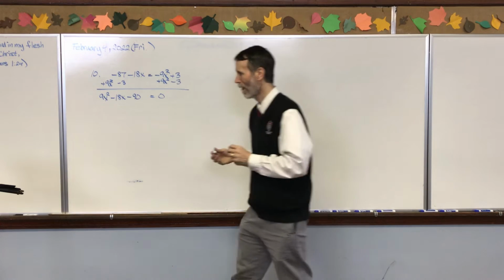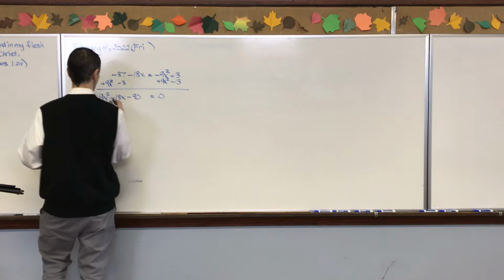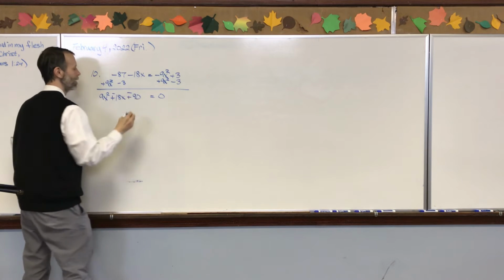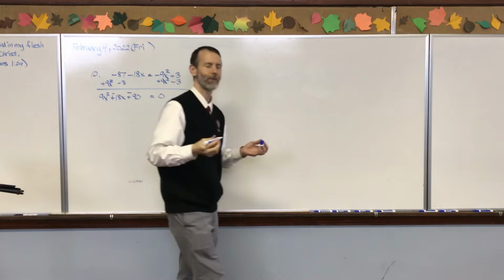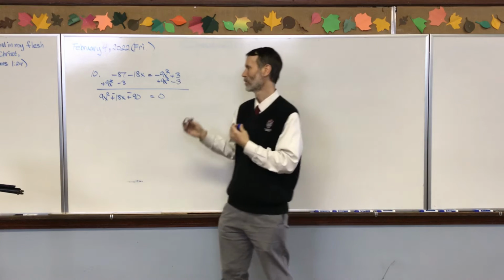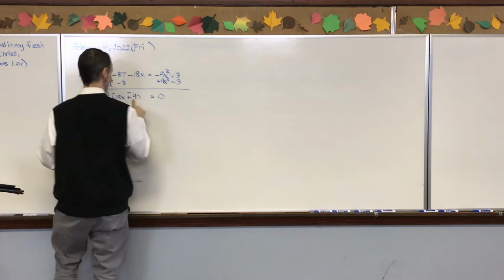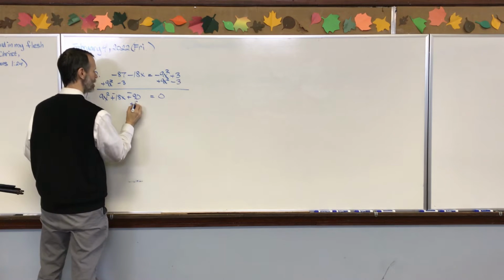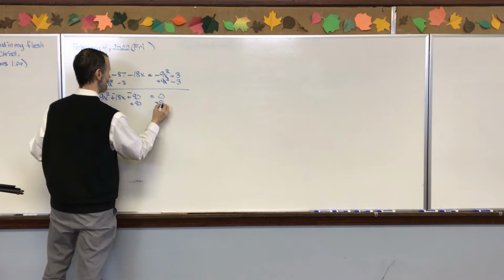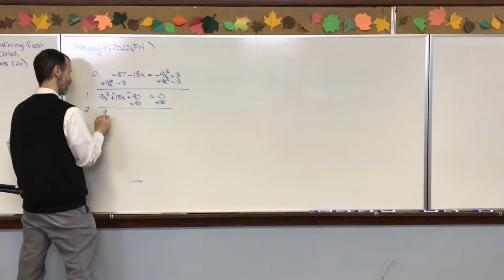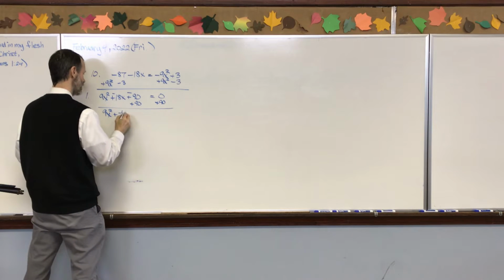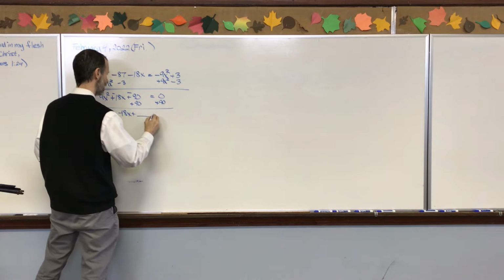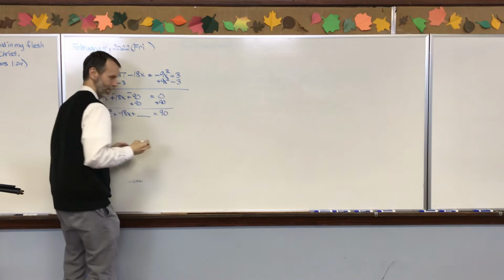Okay. So solve by completing the square. I'm going to add the opposite. The first step in completing the square is get it equal to 0. So we just did. Second step is to cancel the c, but leave a blank. So you're going to add 90 to both sides. So 9x squared plus negative 18x plus blank equals 90.